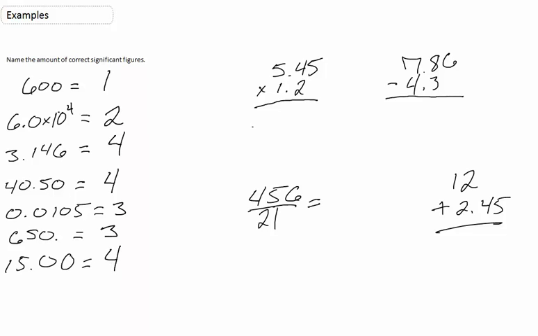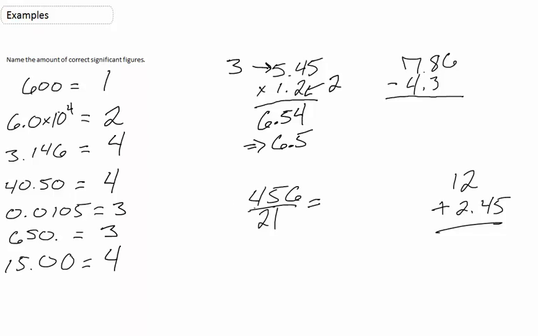So let's do some multiplication, division, subtraction, and addition problems to see if we can keep track of our significant figures. In this example, we have 5.45 times 1.2. When we multiply this out, we get 6.54. However, since we are multiplying, we only keep the number that has the smallest significant figures. So in this number, we have 3 significant figures, and this number has 2 significant figures. So our final answer for this example is going to be 6.5.